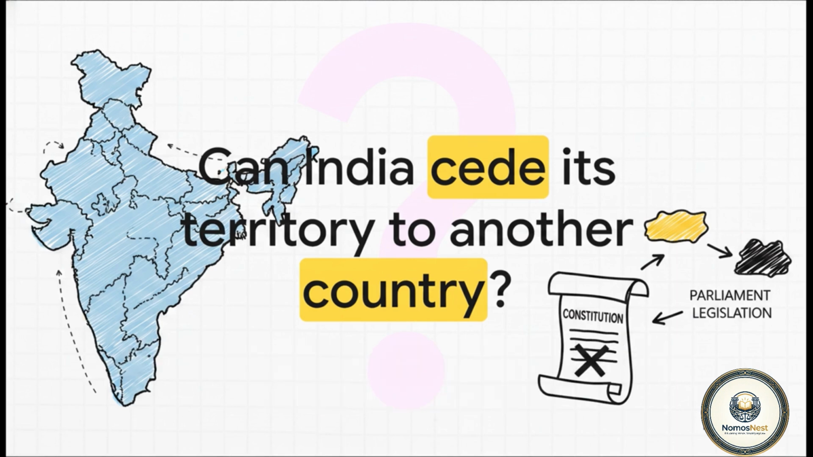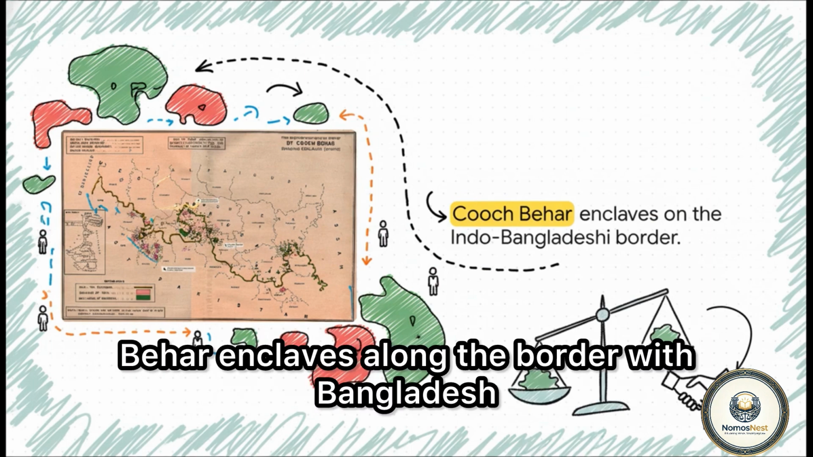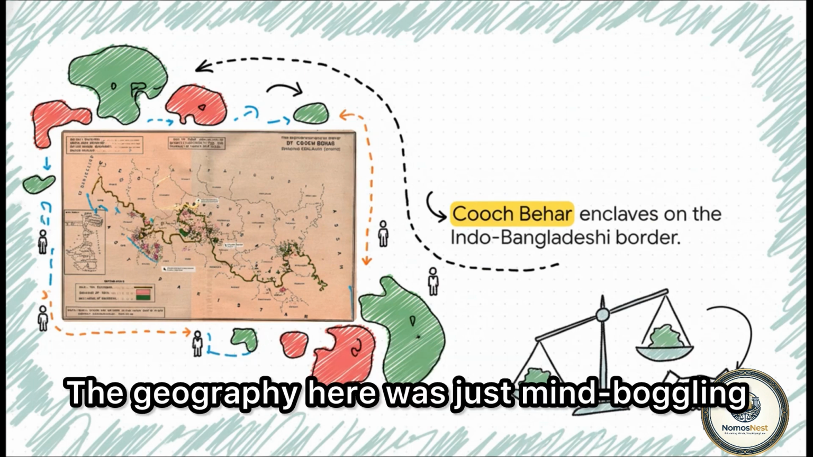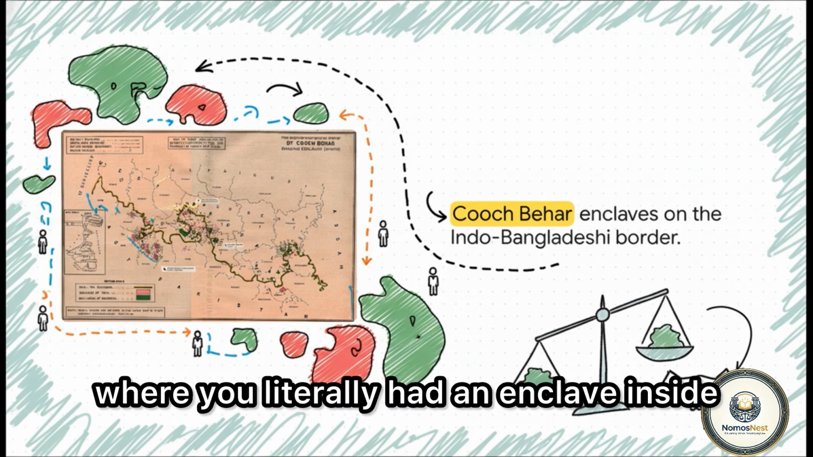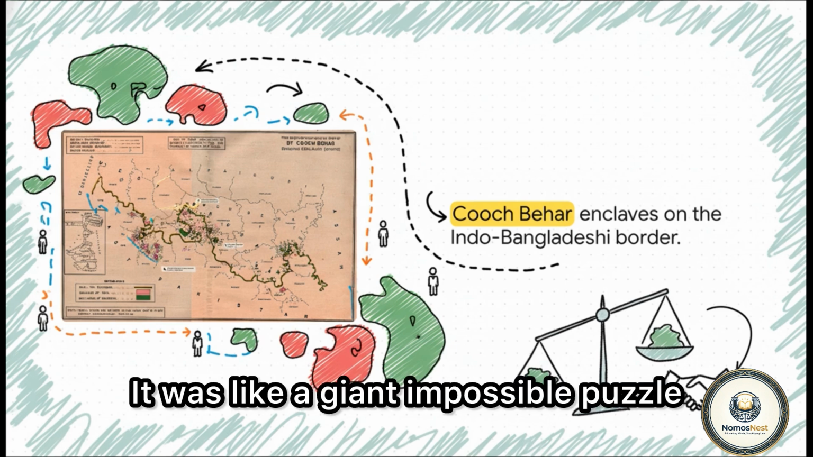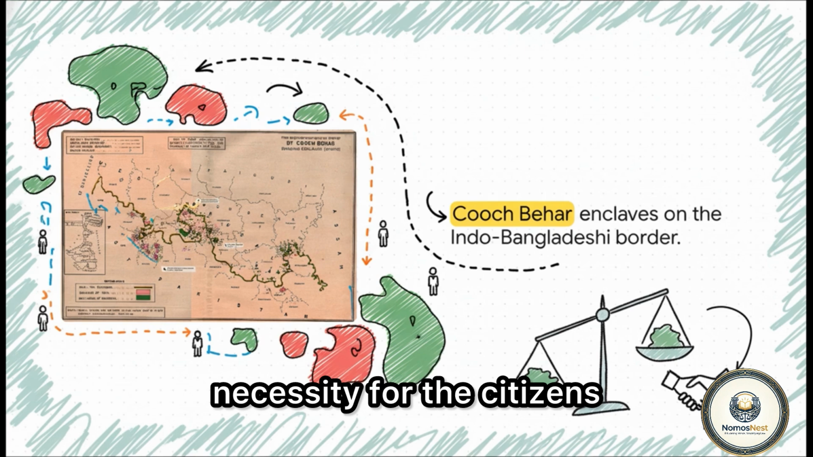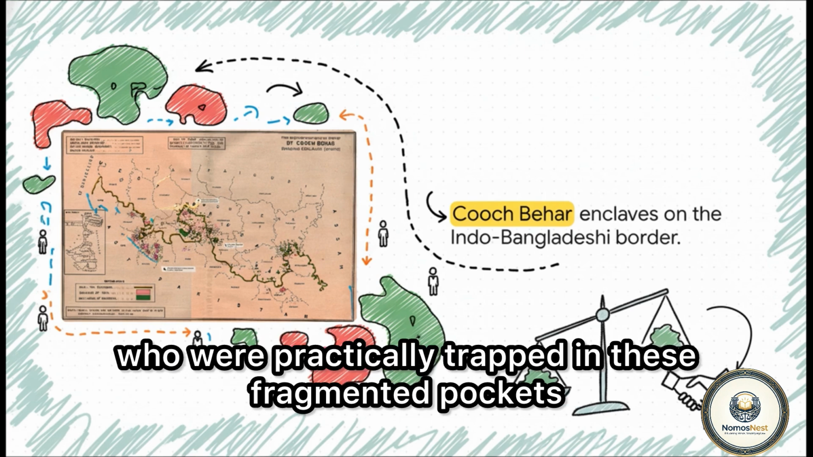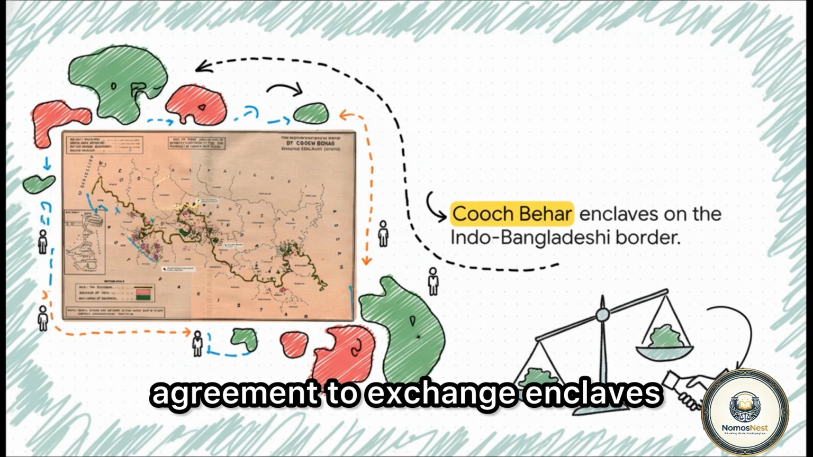What happens then? To understand this, just look at the sheer chaos of the Cooch Behar enclaves along the border with Bangladesh. The geography here was just mind-boggling. We're talking about places where you literally had an enclave inside another enclave. It was like a giant impossible puzzle. Resolving this was an absolute geographic necessity for the citizens who were practically trapped in these fragmented pockets. This desperate need led to the famous 1974 agreement to exchange enclaves.